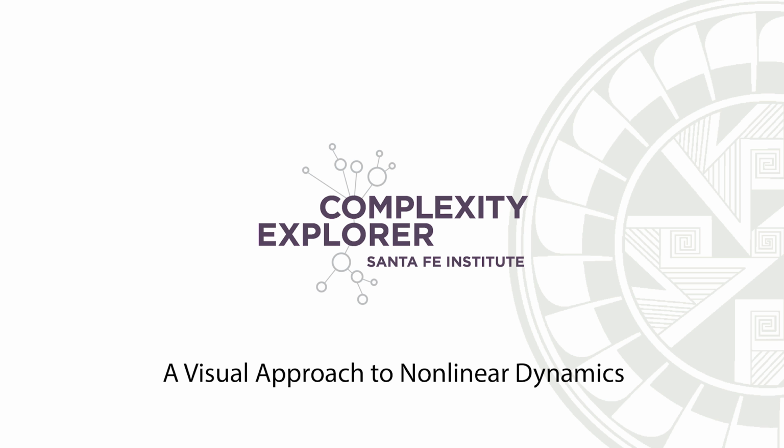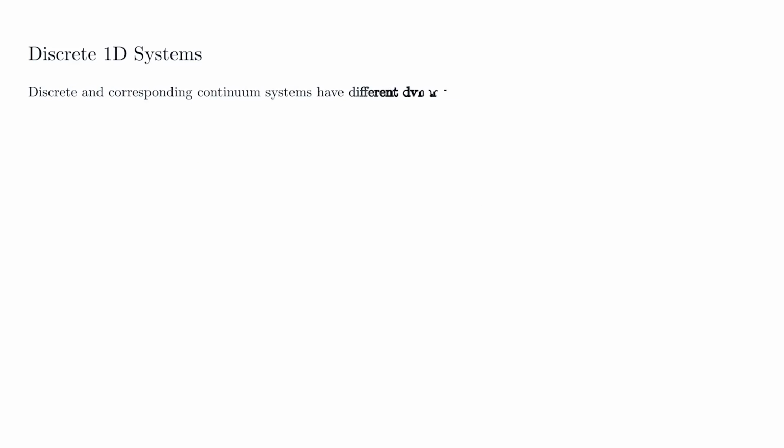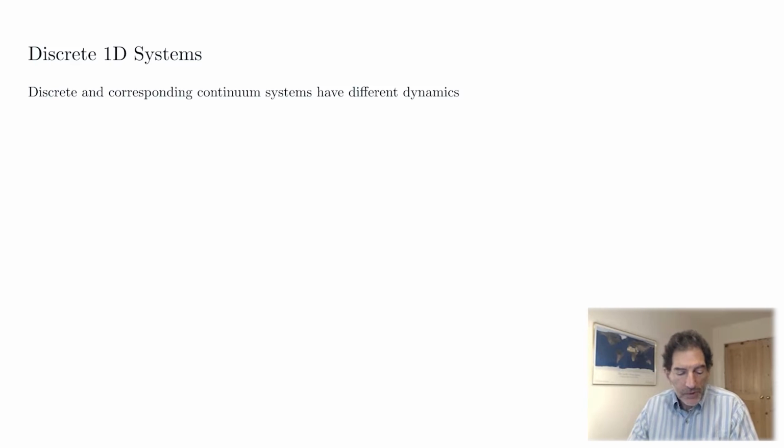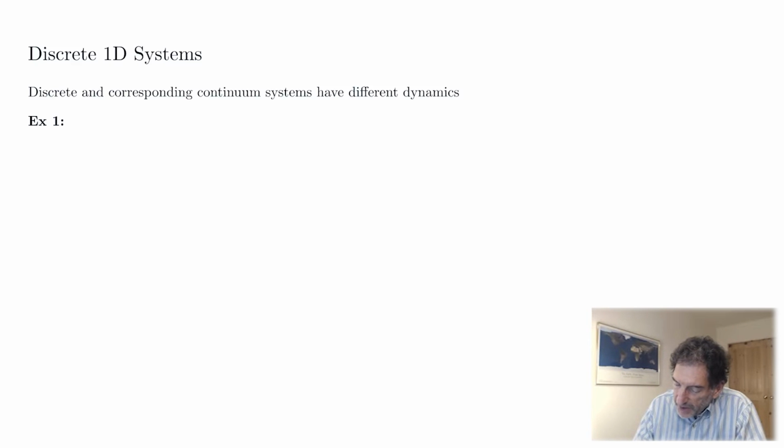Let me now begin by studying discrete one-dimensional systems. An important point to make at the outset is that the dynamics of discrete and the corresponding continuum systems are very different. And let's illustrate this with two simple examples. The first example is just one of the simplest dynamical systems, that of exponential growth.